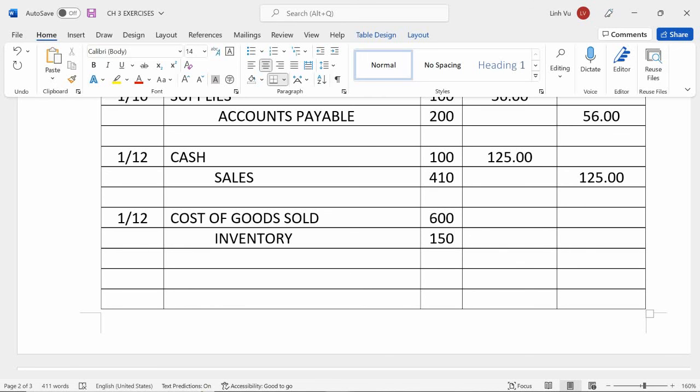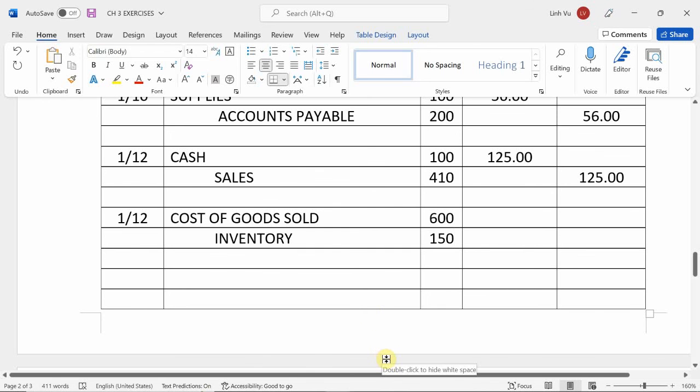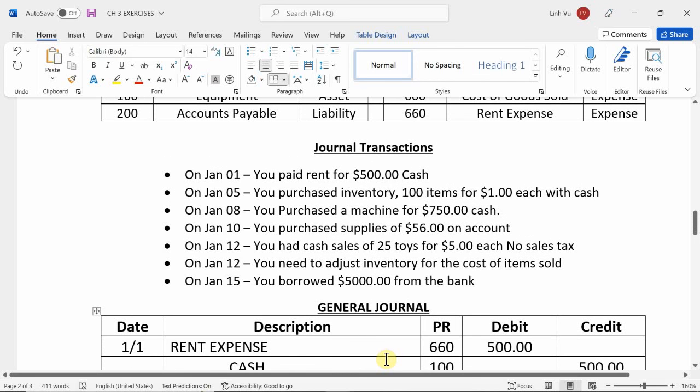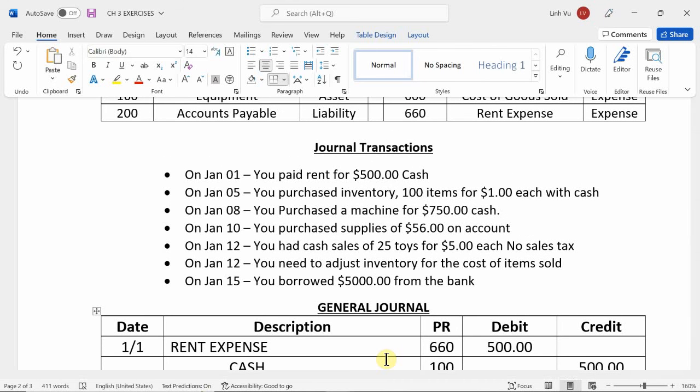Now, let's determine this, because this is how you have to understand, okay? Now, what did it cost you to purchase this inventory? Do you remember? How much did it cost you to purchase the inventory? $100. For how many items? 100. For 100. I only sold 25.